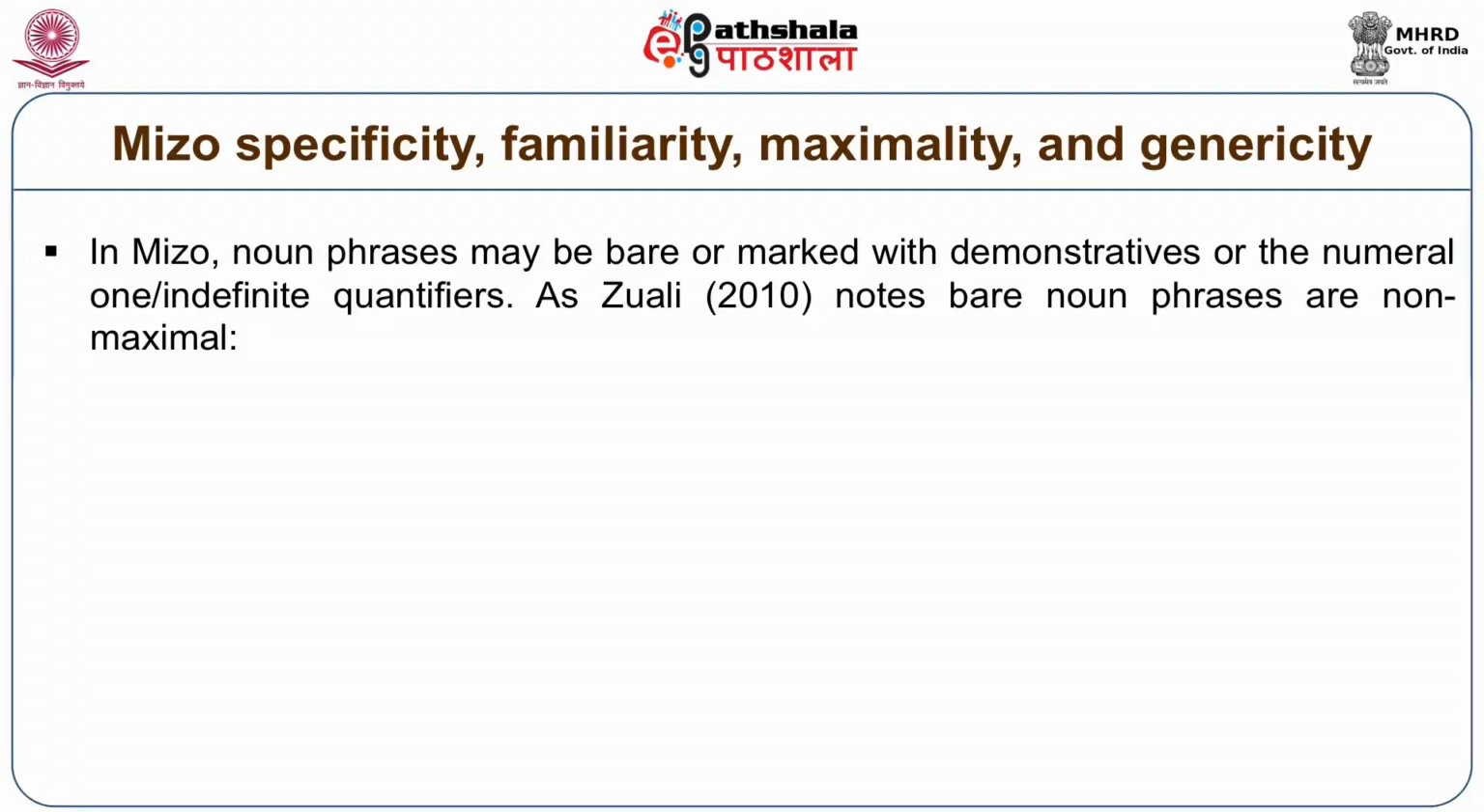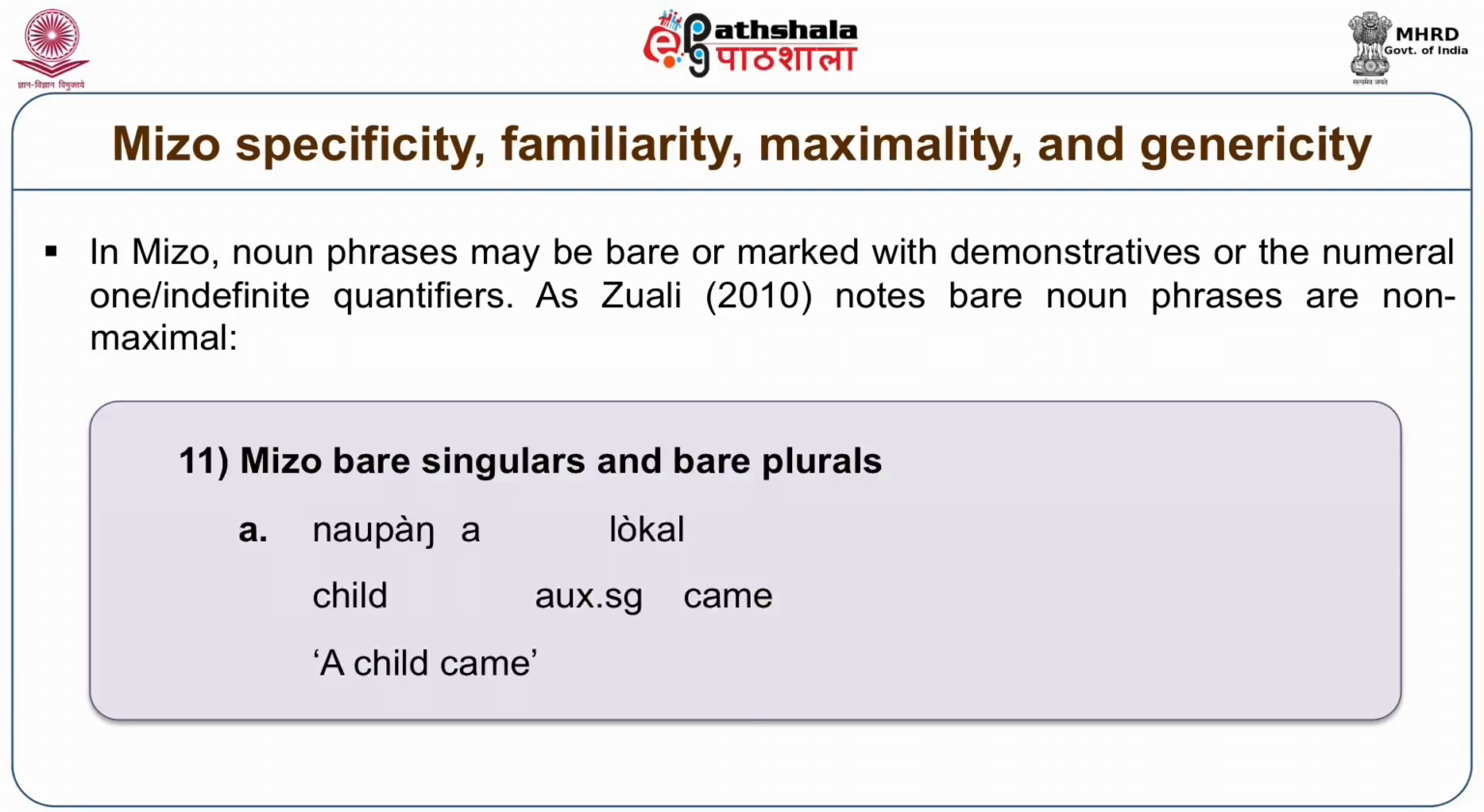Mizo from the Tibeto-Burman group of languages represents quite different patterns from what we have seen in Indo-Aryan. In Mizo, noun phrases may be bare or marked with demonstratives or the numeral 1. Bare noun phrases in this language, unlike Hindi or Maghi, are non-maximal. While the child is a bare noun, it has a non-maximal interpretation.